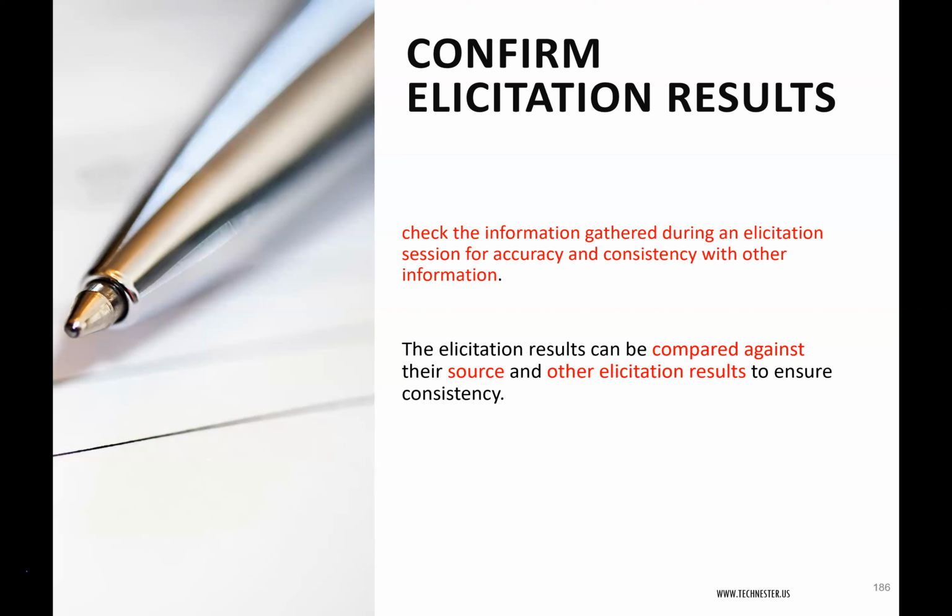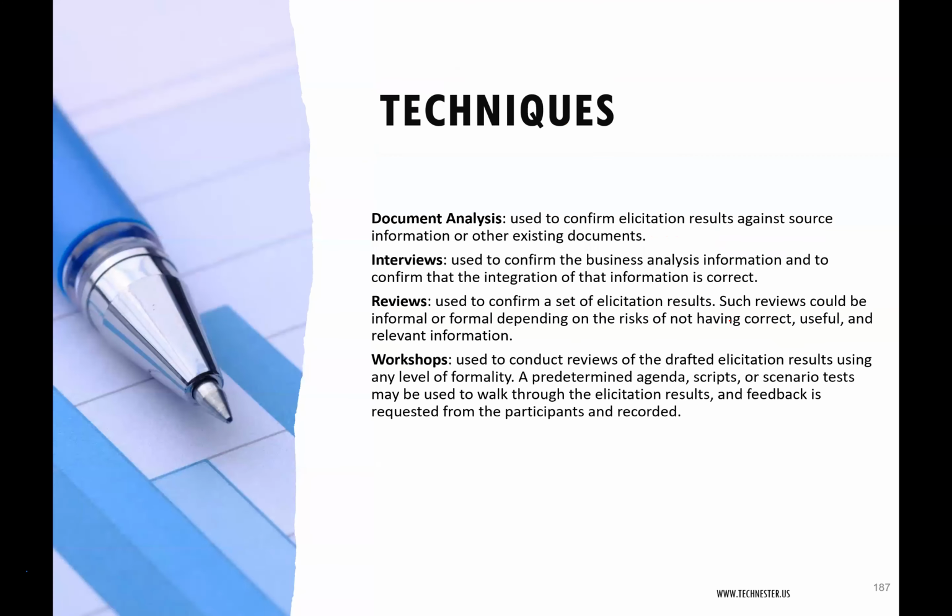If you elicited requirements, you must confirm them. So you go back to the stakeholders that gave you those requirements to confirm that what you documented is indeed what they said or had in mind. And then you also want to check that it's consistent with other resources, maybe in the organization or other respectable resources. How do you do that? You do that using document analysis.